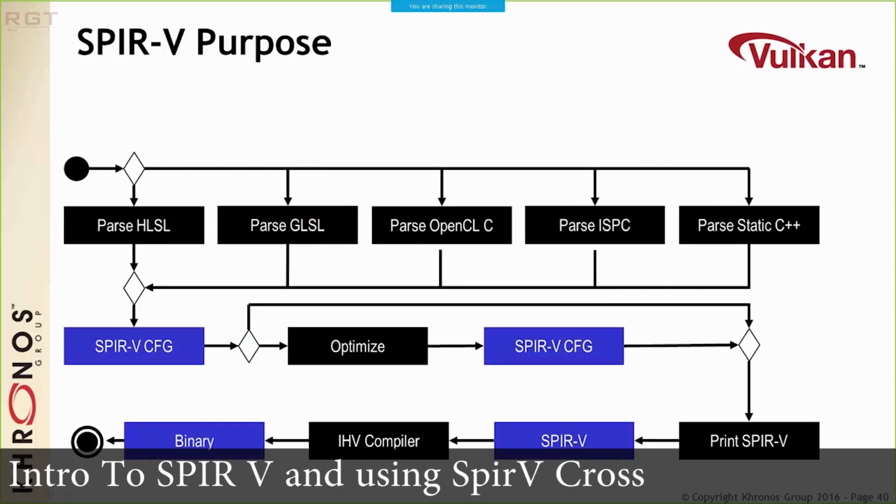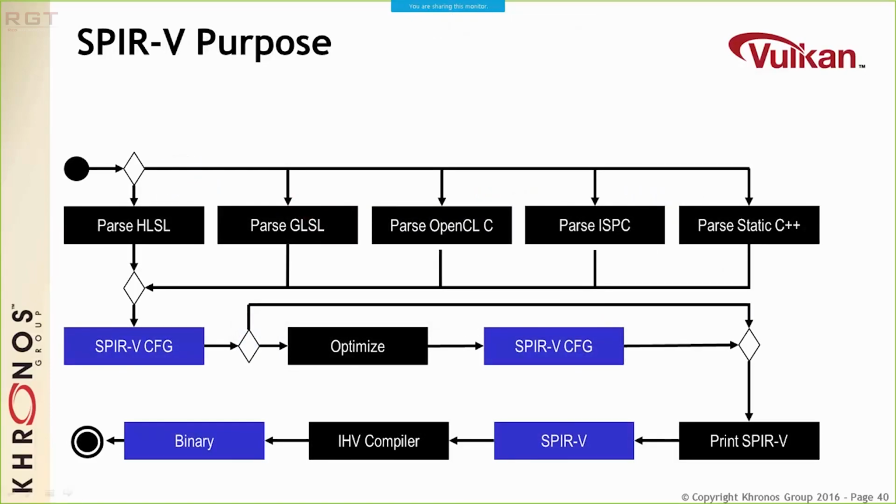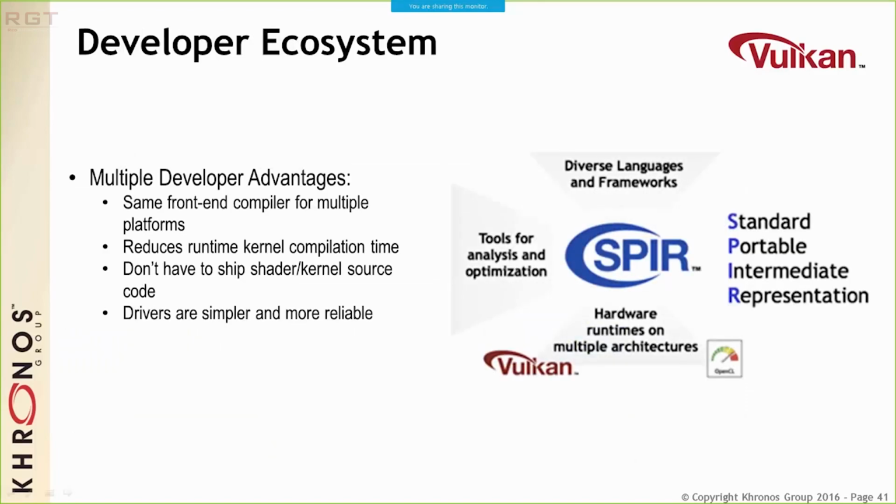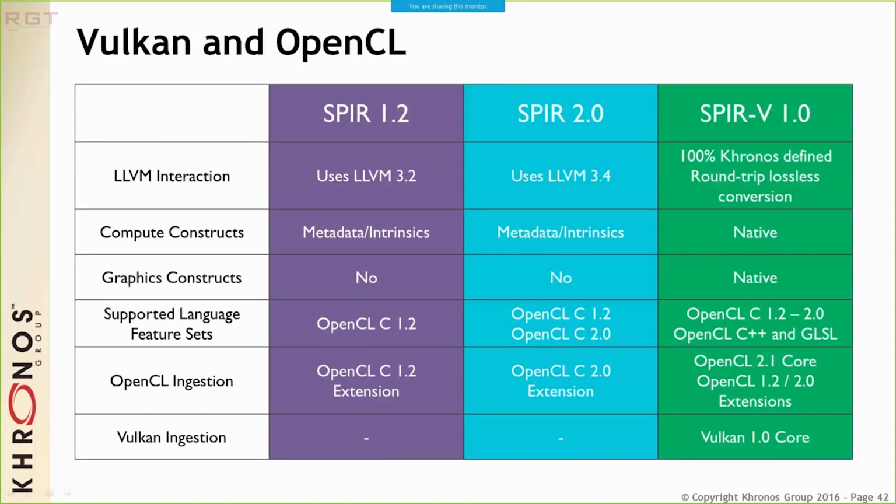SPIR-V is kind of equivalent, but it's defined by Khronos. It's a spec, not just an open source project, so it's much more stable in its definition. But the main thing is it includes 3D graphics and parallel computation language. SPIR stands for Standard Portable Intermediate Representation. And the V, the SPIR-V, is when we upgraded it to support Vulkan as well as OpenCL.